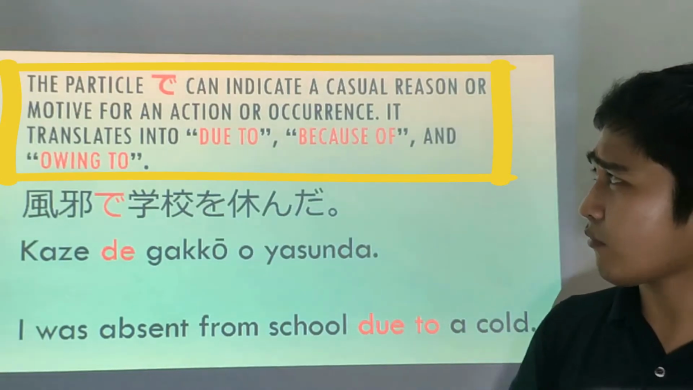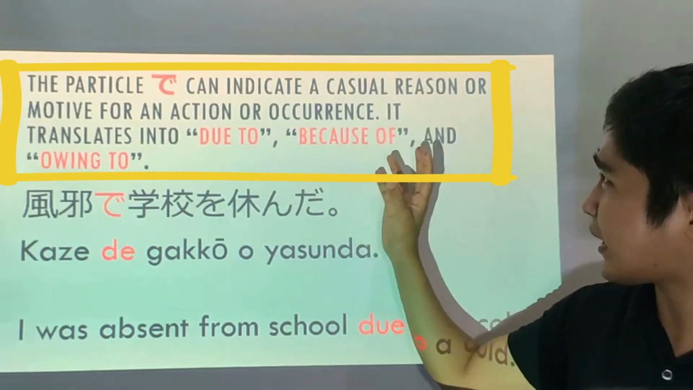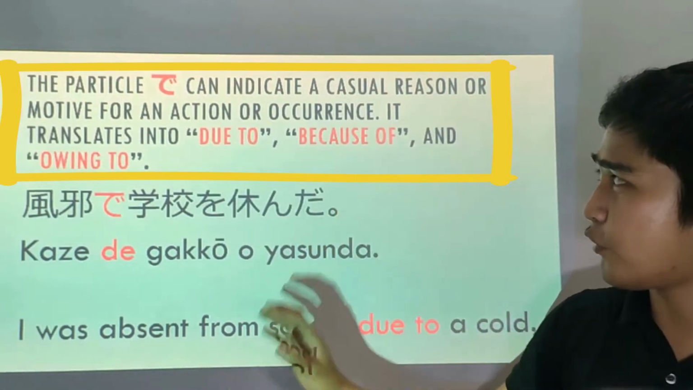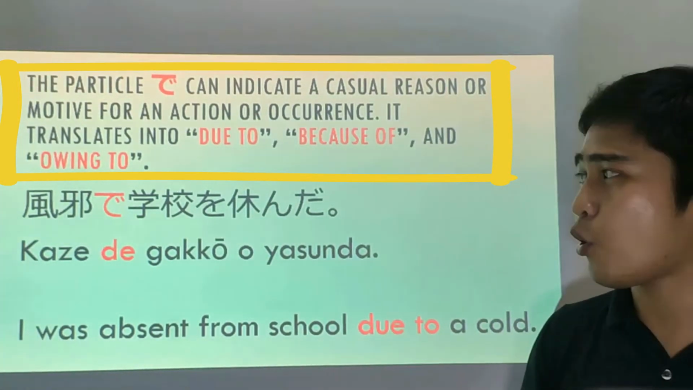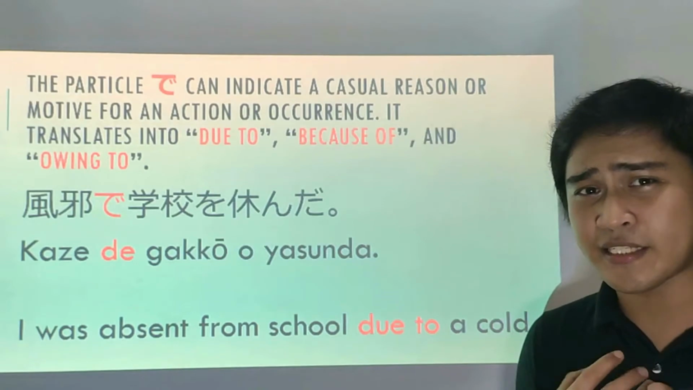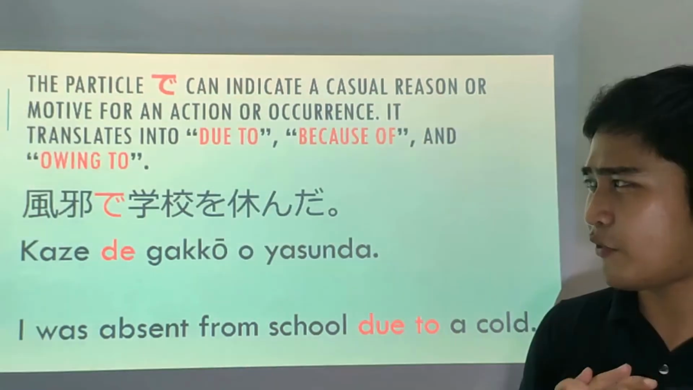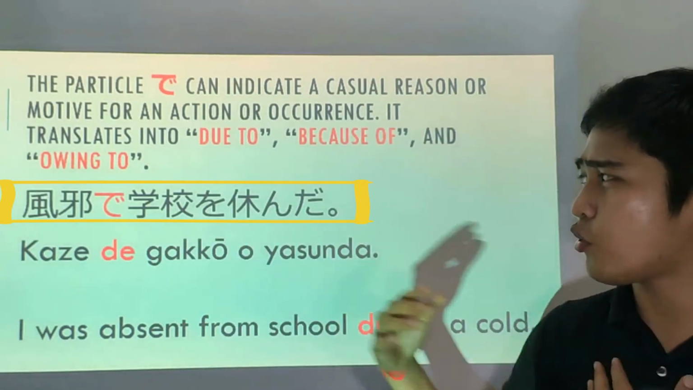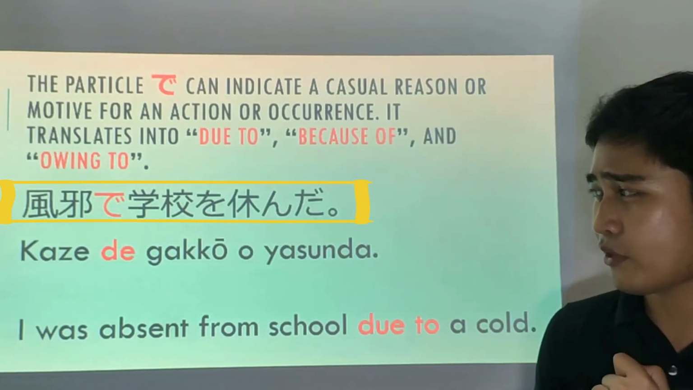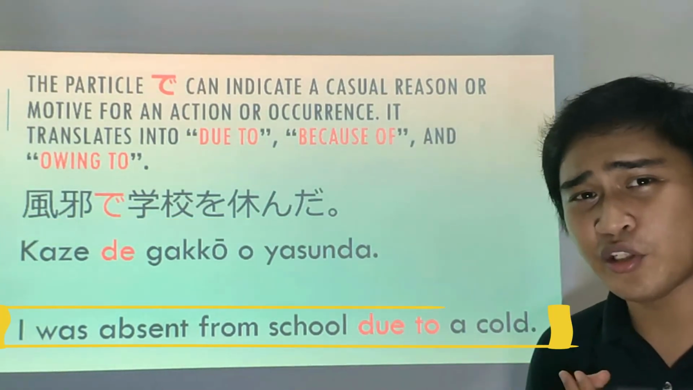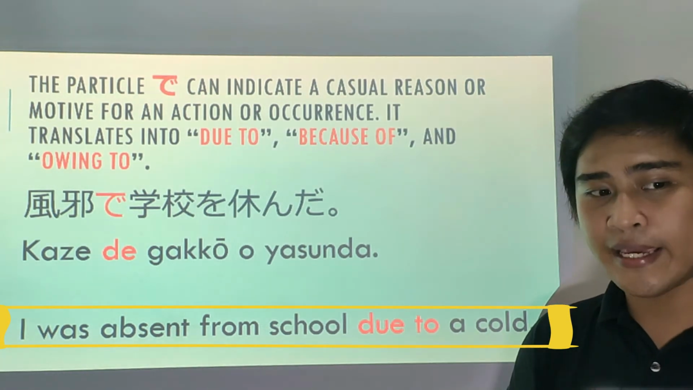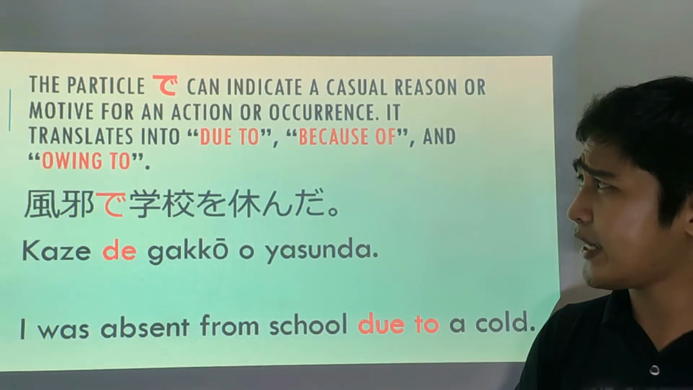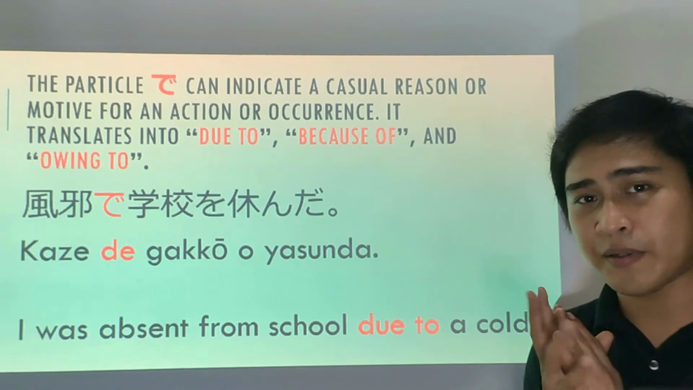And lastly, the particle de can indicate a casual reason or motive for an action or occurrence. It translates to due to, because of, and owing to. So pwede din siya gamitin sa dahil may nangyari. For example, kaze de gakko wo yasunda, or yasumimashita. So due to, pwede din gamitin yung particle de. I was absent from school due to a cold. Yan yung mga gamit ng particle de.